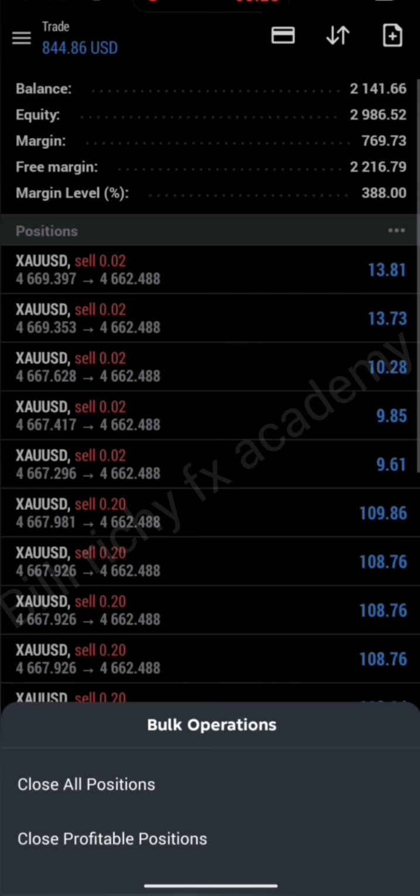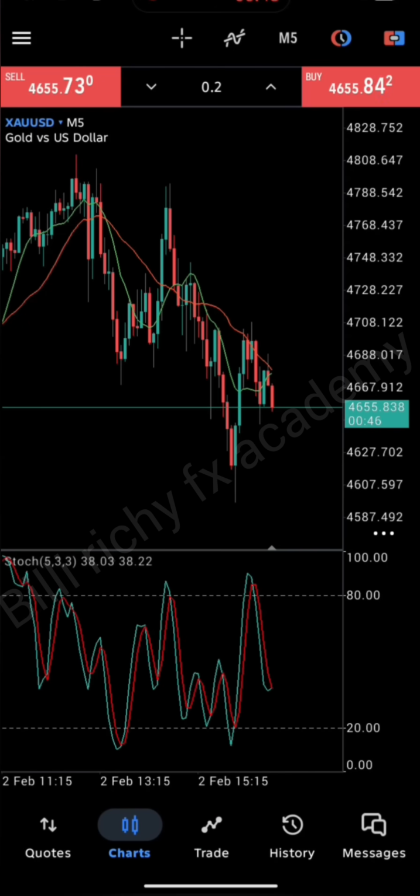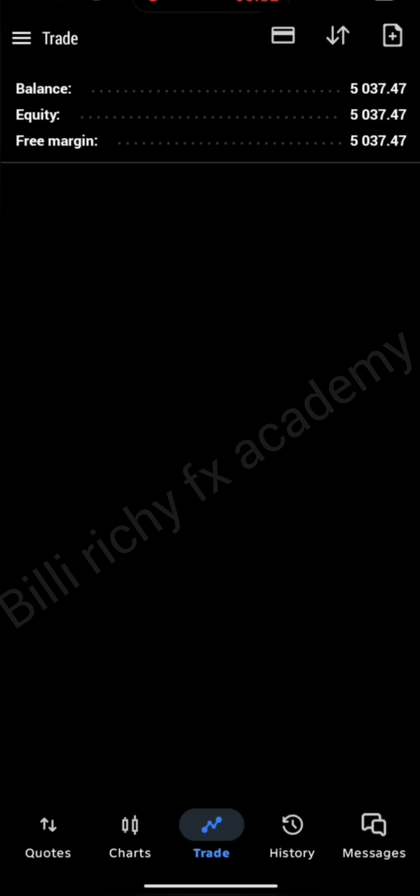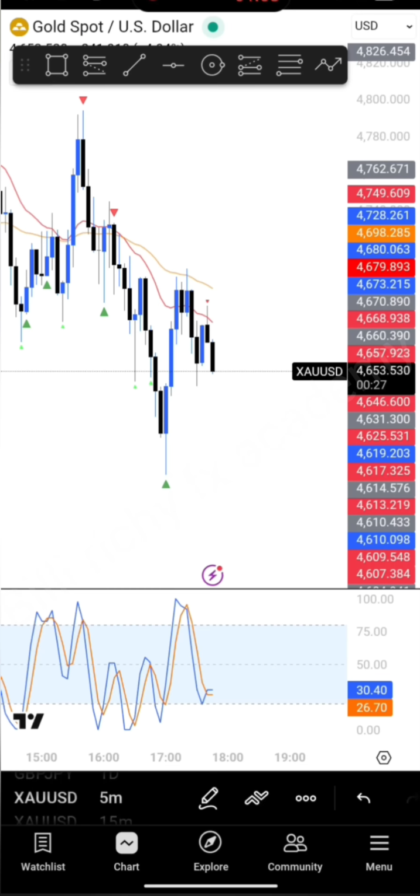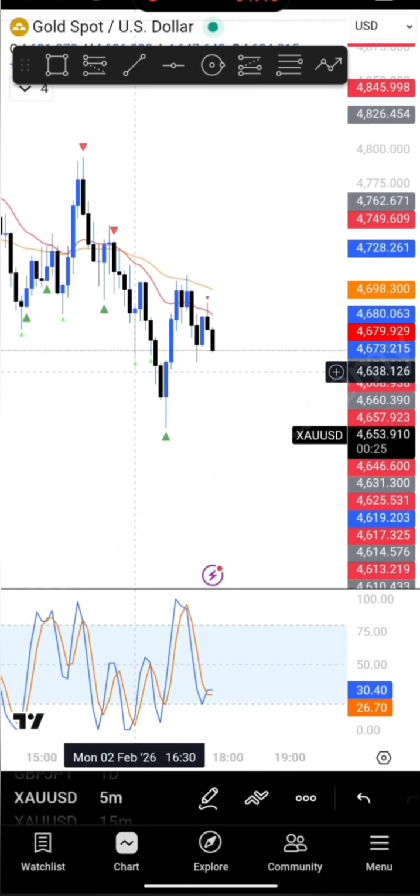Back at our entry again. The market is dropping. But one thing we don't expect is a drawdown. We just expect the market to drop. So I've closed the trade, 5,037.47. One thing about flipping is that you have to be very fast. That's why I was waiting and then immediately closed it.